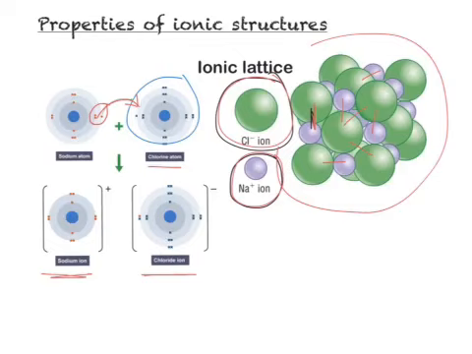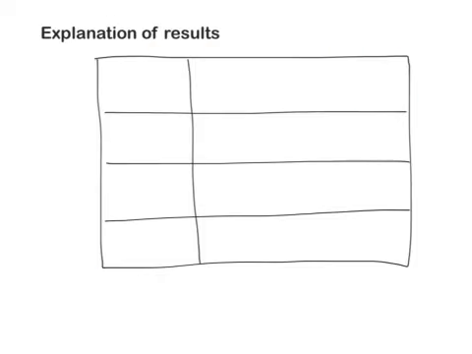What I'm going to show you is that we can use the charges on the ions, such as the positive and the negative charges, and the fact that there's lots of these strong forces of attraction between the negative and positive ions, and we can use those ideas to explain the properties of our results. So let's have a look at our first property.